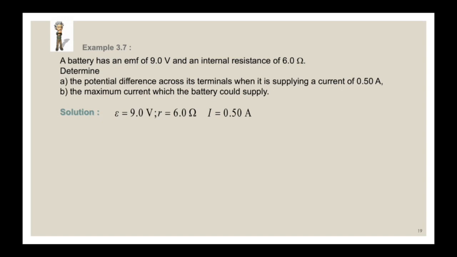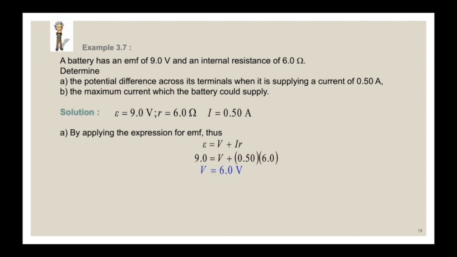Right, a battery has an EMF of 9 volt and internal resistance, small r, of 6 ohm. Determine the potential difference across its terminal when it is supplying a current of 0.5 ampere. Okay, so they want the potential difference, so they want the V. Yeah? So we have the EMF, we have the current, we have the r, so we just substitute and then you get the V, 6 volt.